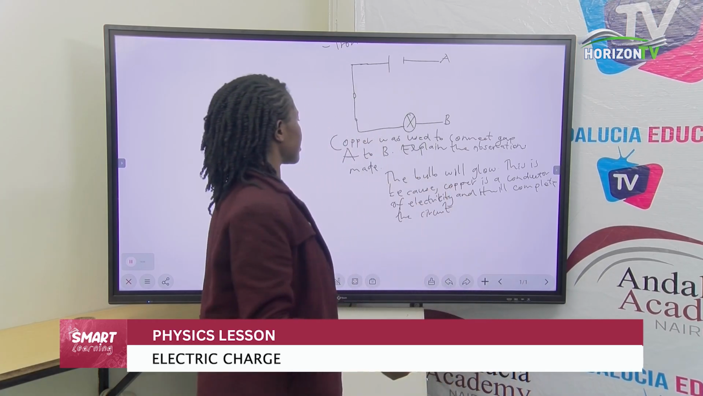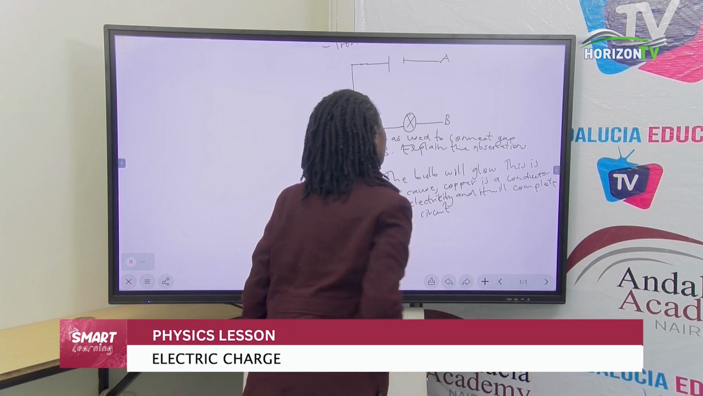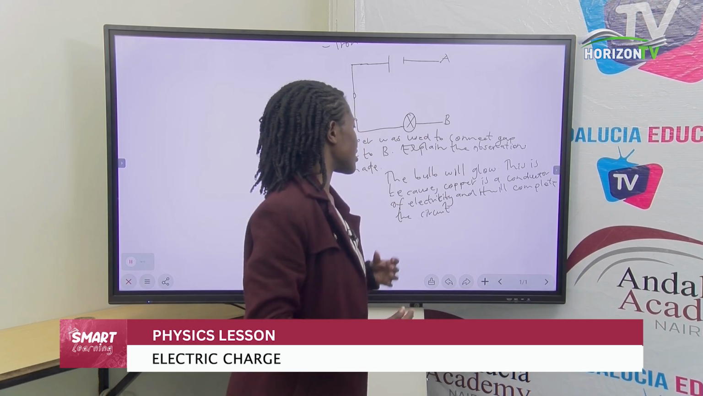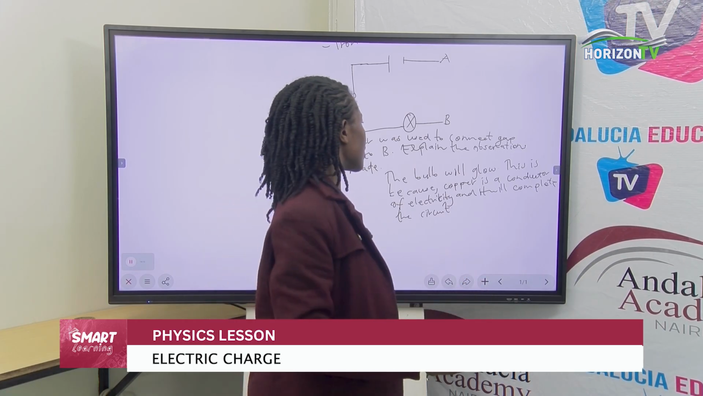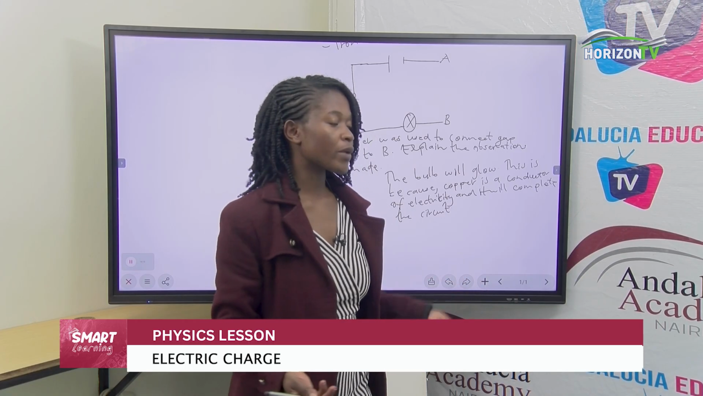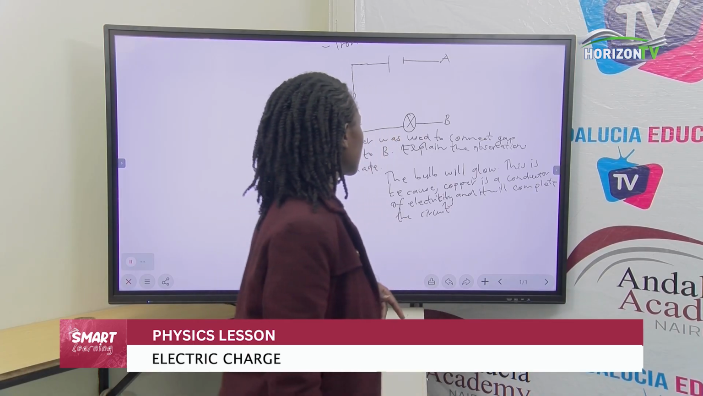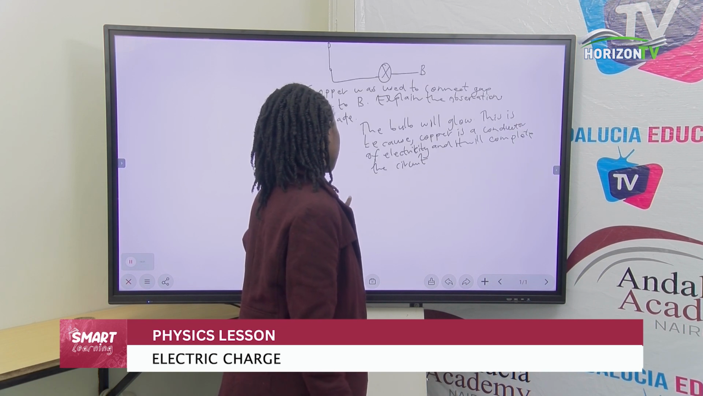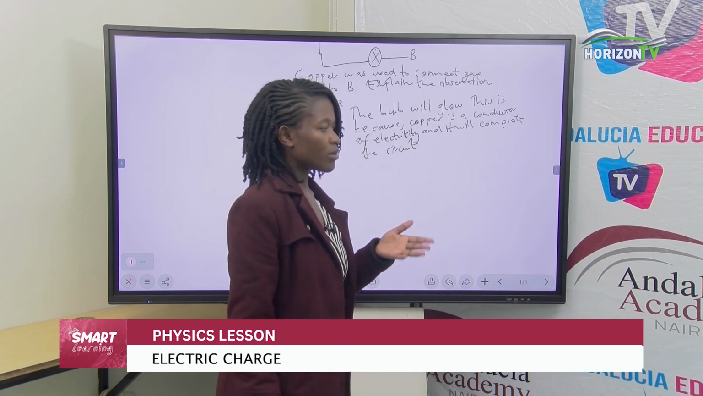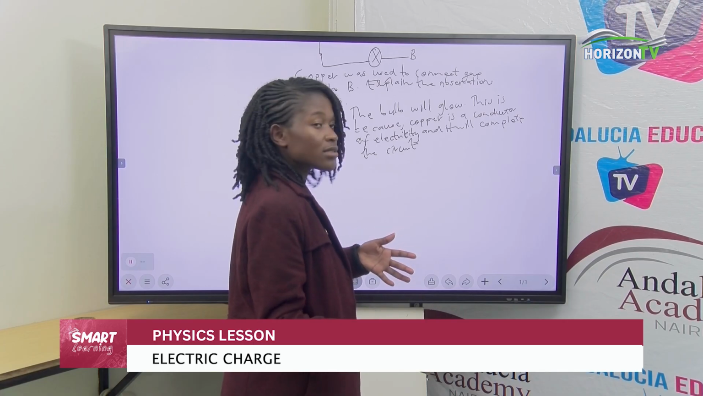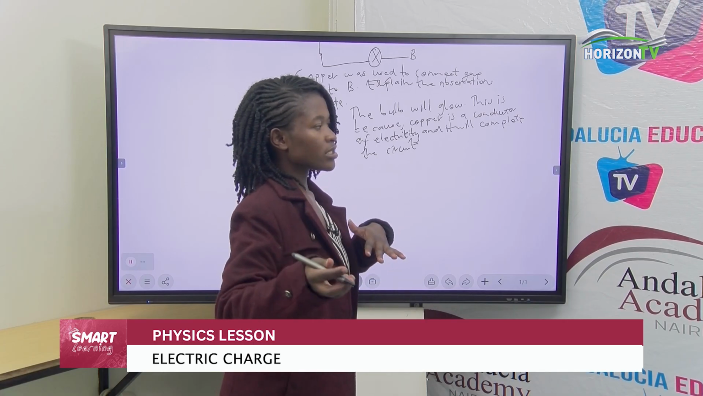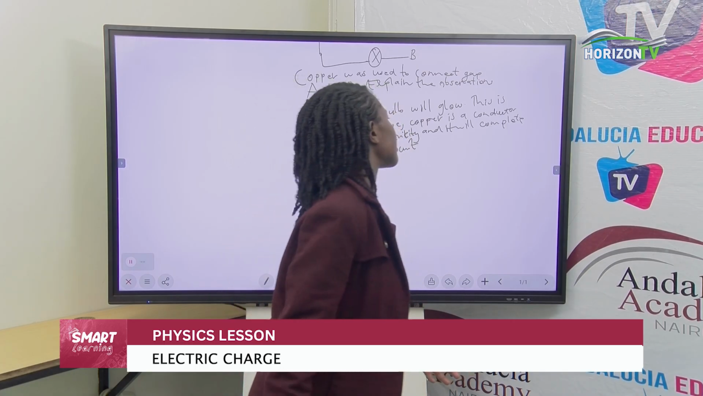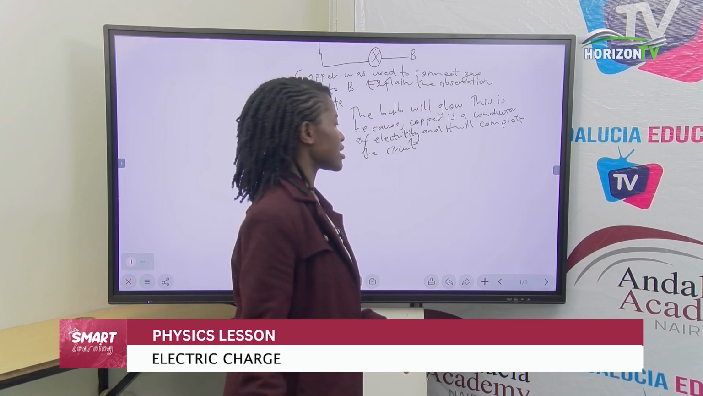Just in case they ask what will happen when we connect rubber or plastic here, you simply say that the bulb will not glow. Why? Because rubber, plastic or wood is not a good conductor of electricity, so it will not be able to complete the circuit. Last time, when we were talking about complete and incomplete circuits, we said a complete circuit is shown by the glowing of the bulb when the switch is pressed.